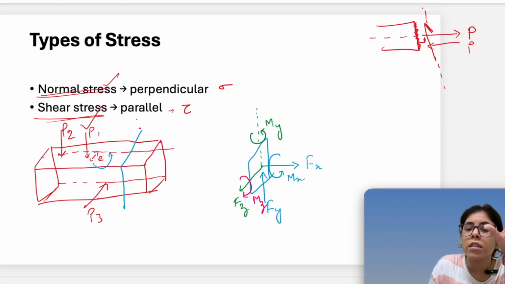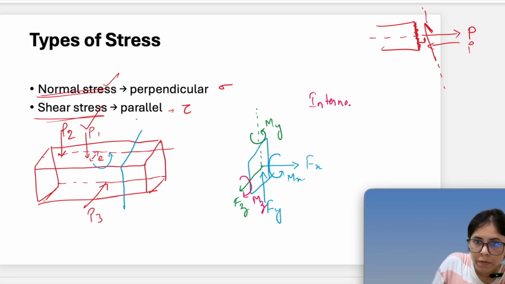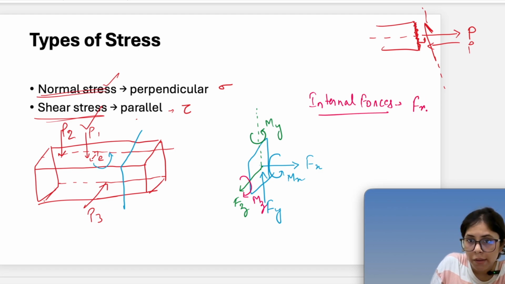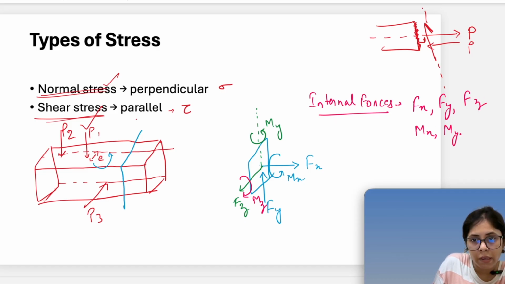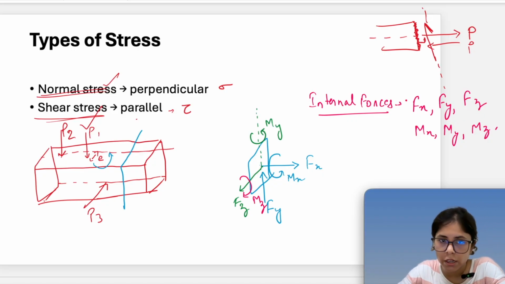So the forces can be any of them, but the internal forces which will be generated will be 6: fx, fy, fz, mx, my, and mz. These are the maximum number of internal forces that can get generated in a 3D body. So there will be 3 moments and 3 forces, and the direction of a moment can be found with the help of the right hand thumb rule. This is how the forces will be generated.